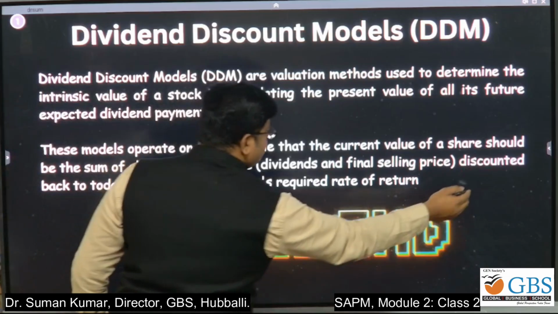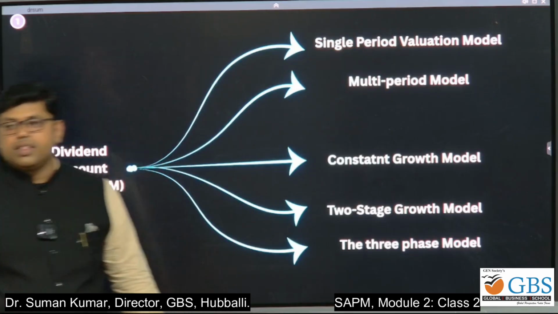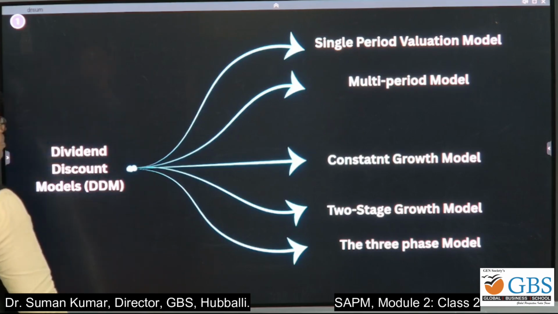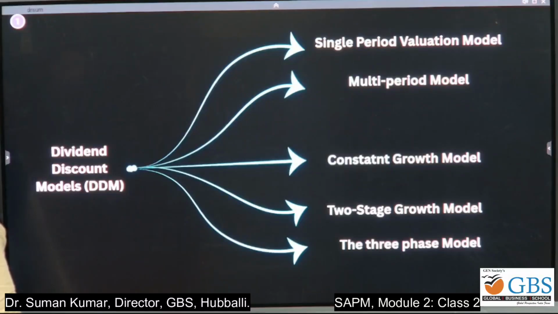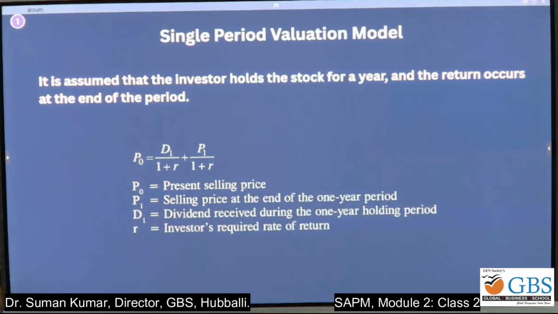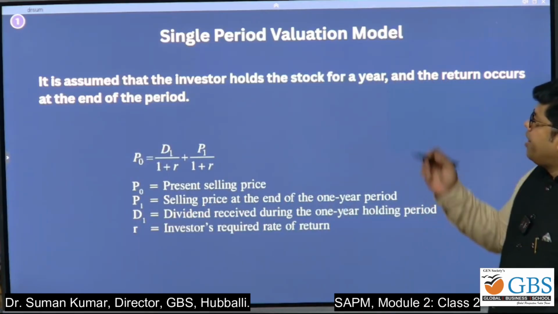So what are the models we learn? There are 5 models: single period valuation model, multiple period model, constant growth model, 2-stage growth model, and the 3-phase model. Dividend discount model. 5 models we're going to learn. Let us understand the first one, single period valuation model, and you can even write down the formula. We'll learn one by one. Let us start with single period valuation model.